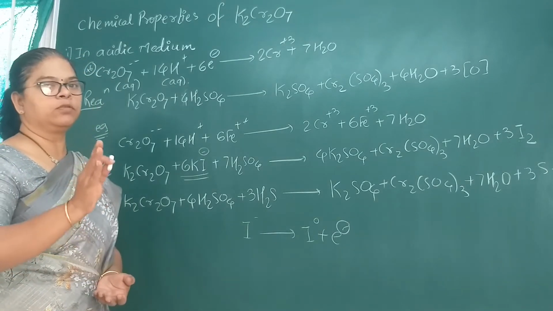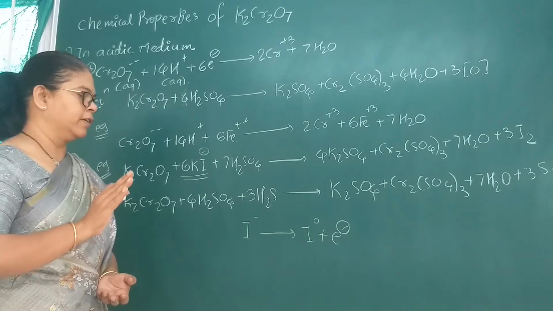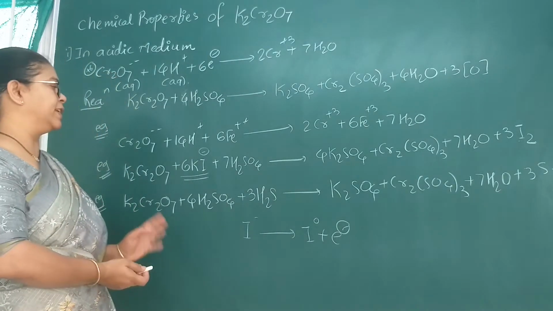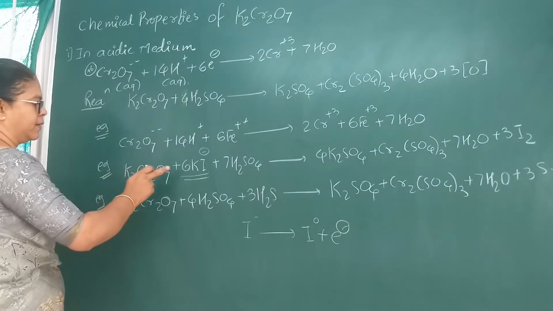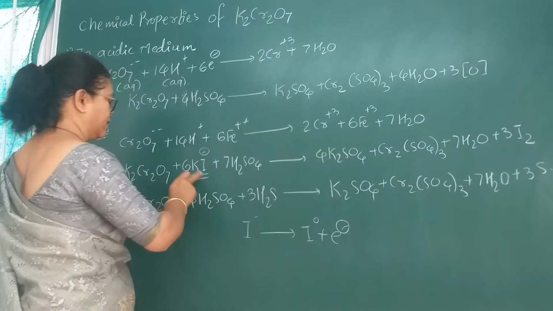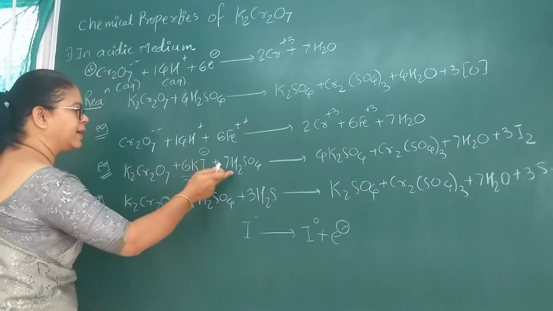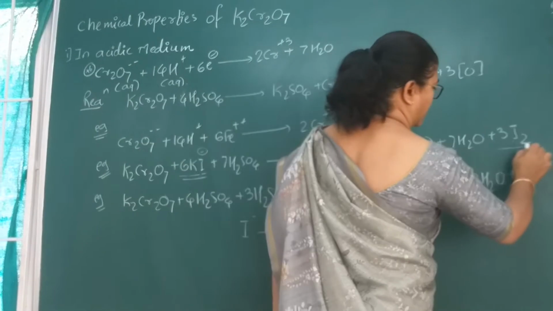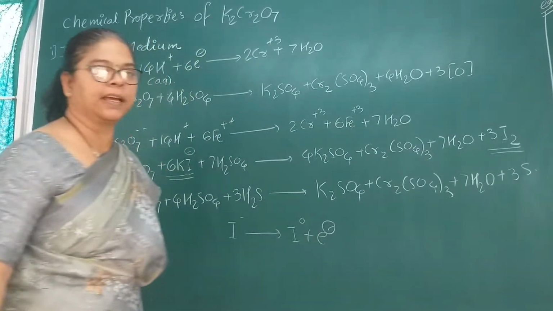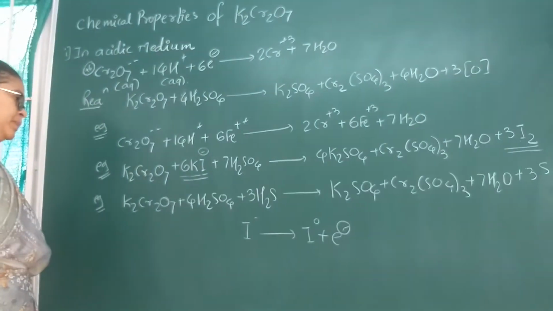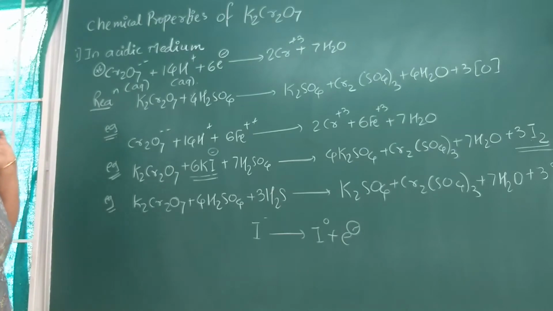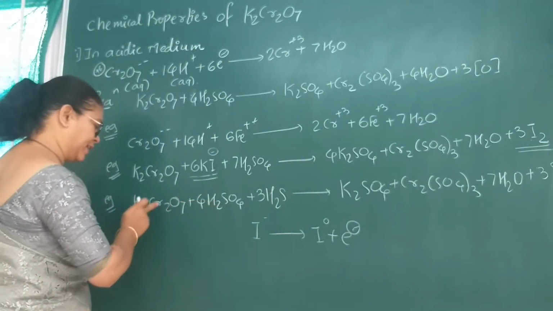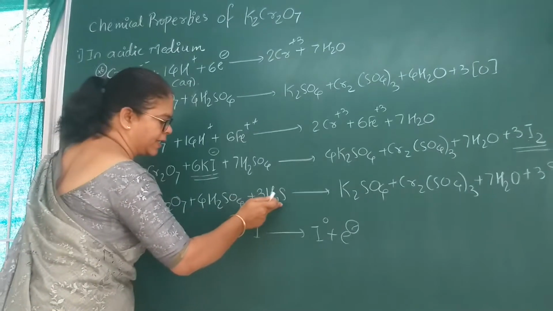Decrease in negative charge or increase in positive charge is called oxidation. Therefore, when potassium iodide is treated with acidified dichromate, there is formation of iodine, and this reaction is again an oxidation reaction. Now the third reaction is the action of acidified dichromate with H2S.